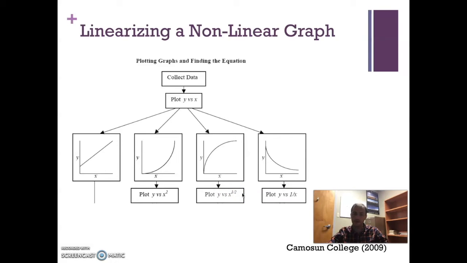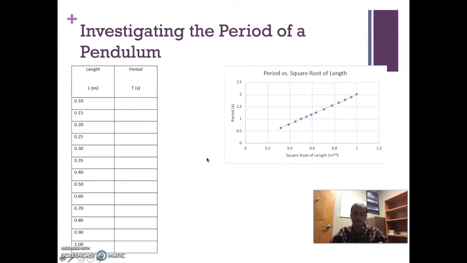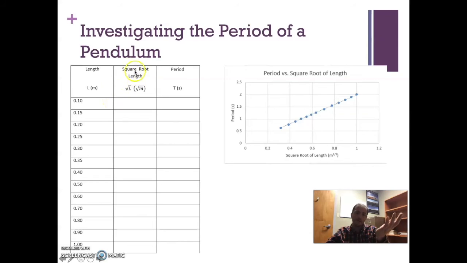So how do you do that? Well, you'll have this data table. You will first calculate the square root of the length for all of these values here, and then plot the period against the square root of the length. And what you should get is something that looks like a nice straight line, a linear graph like what I'm showing above here. If you get that, this is a demonstration that the period depends on the square root of the length. That's one of the things we're trying to do with this lab.